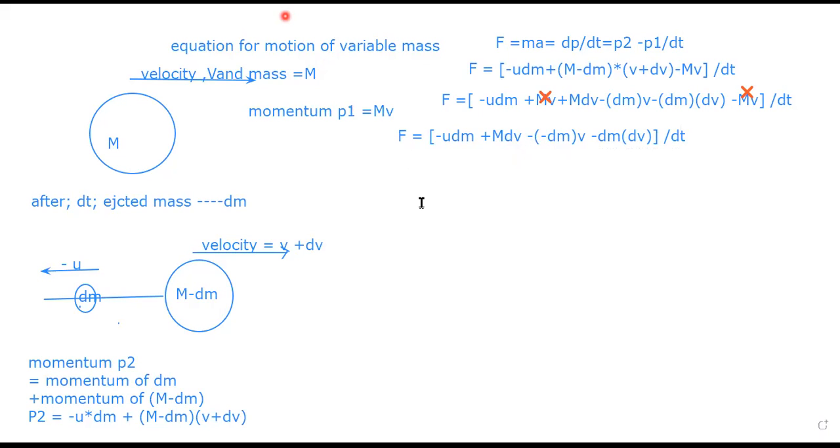So now we will write the next step. F equals, we start with the open bracket, minus u dm plus m dv, and this will be plus dm multiplied by v, I'll write like this, and then minus dm into dv, and the whole divided by dt. So we divide the complete term with dt.